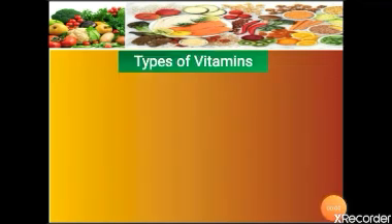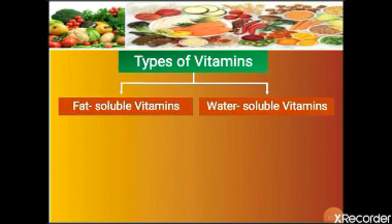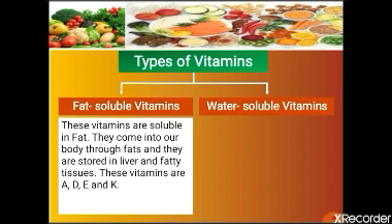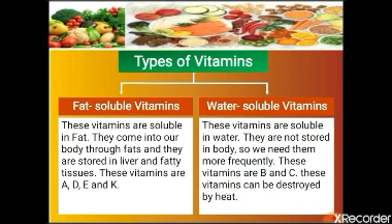We divide the vitamins into two categories: fat soluble vitamins and water soluble vitamins. Fat soluble vitamins are soluble in fat. They come into our body through fats and they are stored in the liver and fatty tissues. These vitamins are A, D, E, and K.